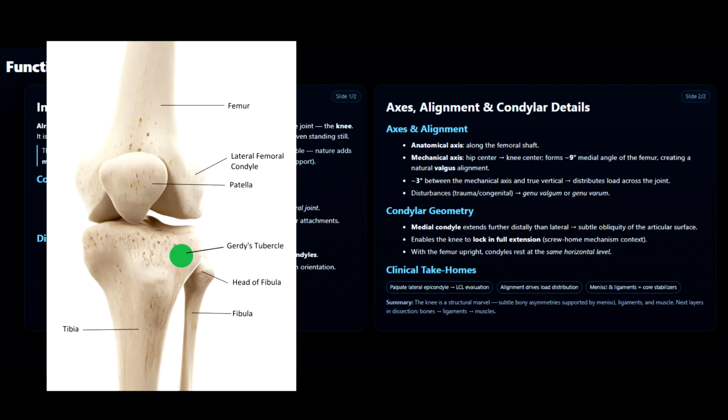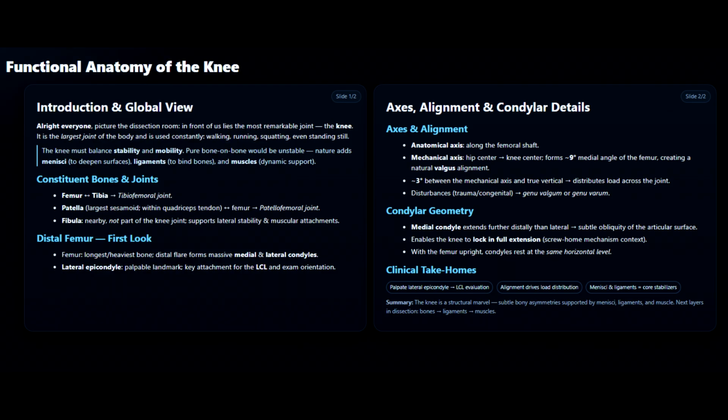To summarize this first section, the knee joint is a structural marvel. Bones shaped with subtle asymmetries, supported by ligaments and menisci, all designed to achieve a delicate balance of strength and motion. As we move forward, we will dissect this region layer by layer, just as you would peel back the structures in the lab, starting with bones, then ligaments, then muscles.